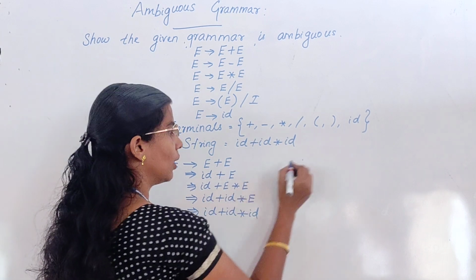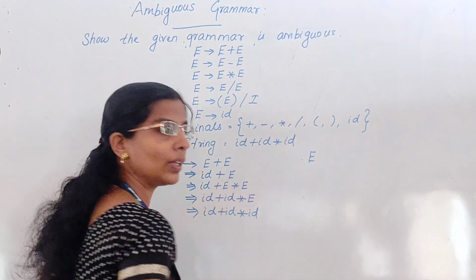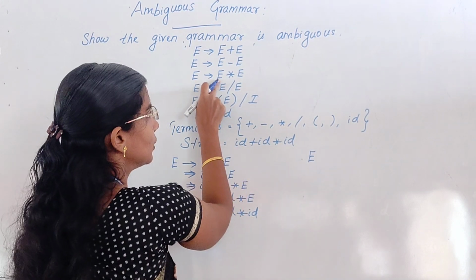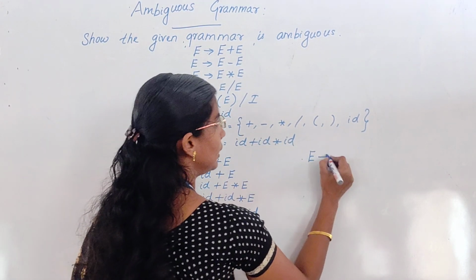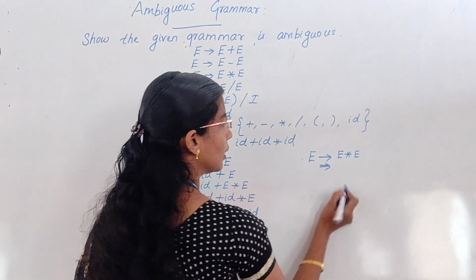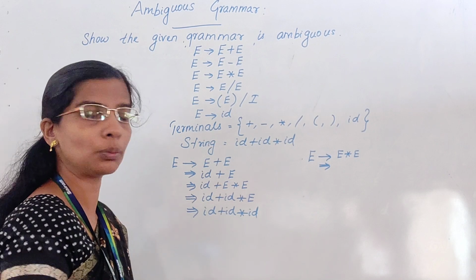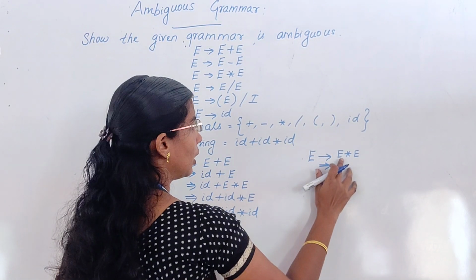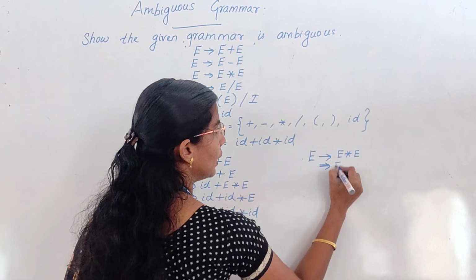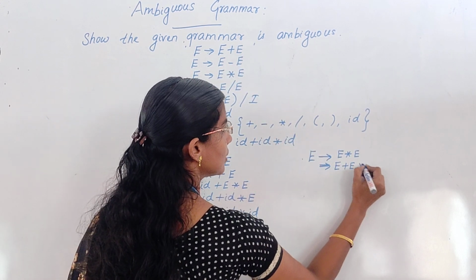Next, I'll try whether I could get one more derivation for the same string. I'll start with the third one. E tends to E star E. Right? So again I am following my leftmost derivation. So this leftmost E I replace with my first rule. E plus E star E.